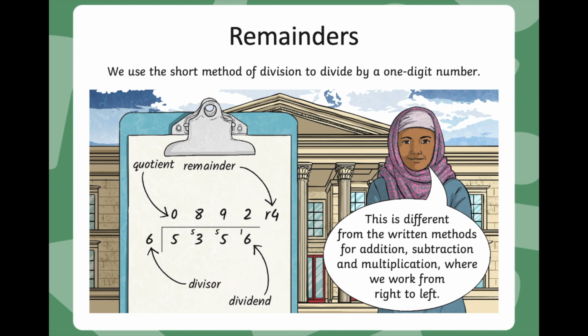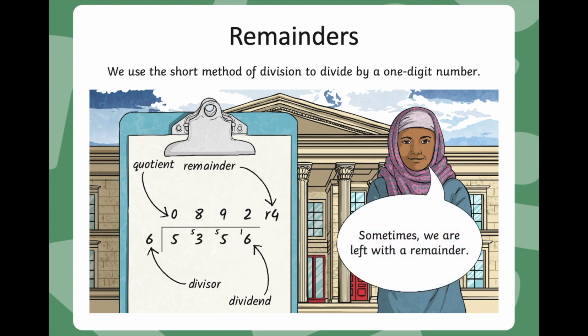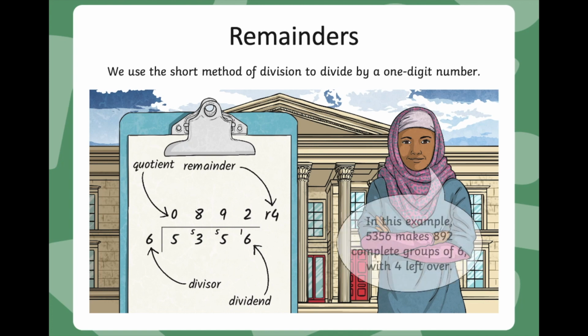So we're just recapping what we've learnt over the last couple of days. And sometimes we are left with a remainder. A remainder is what tells us what is left behind after we have finished grouping. In this example, 5,356 makes 892 complete groups of 6 with 4 left over.